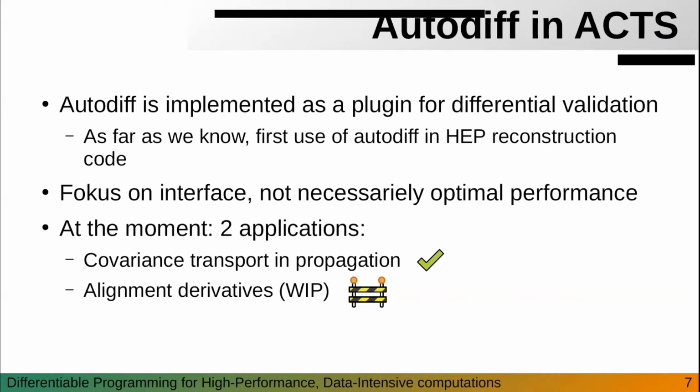For the implementation, we really focus on the interface. Because we at the moment only use it for validation purposes, it's not focused on optimal performance. As I mentioned in the overview at the beginning, we have two applications at the moment, which are the covariance transport in the propagation and the alignment derivatives. I will now quickly explain these two use cases and how we implemented them with Autodiff.